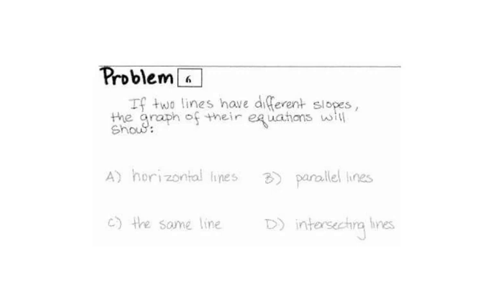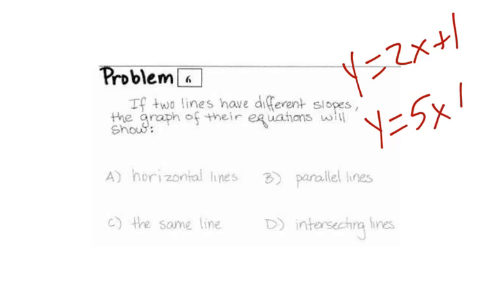If lines have two different slopes, are they going to be horizontal, the same, parallel, or intersecting? If you're not sure, make something up. Y equal 2x plus 1, y equal 5x plus 1. Put them in, see what happens. You're going to discover that they're going to cross, intersecting lines. That's because they have different slopes.